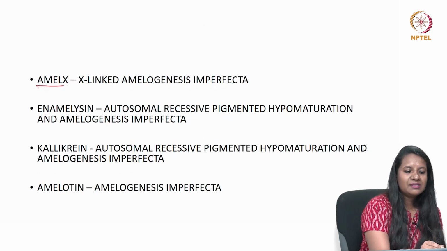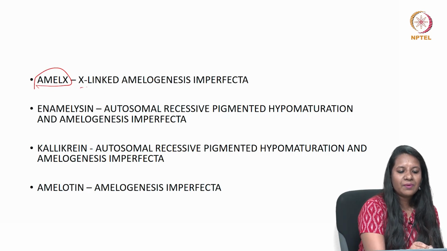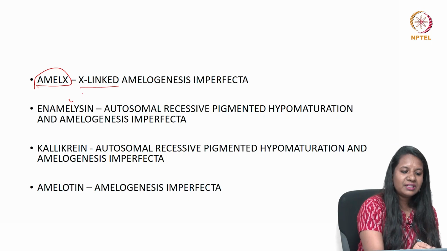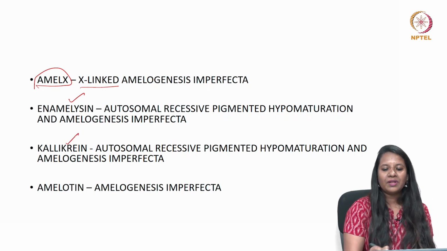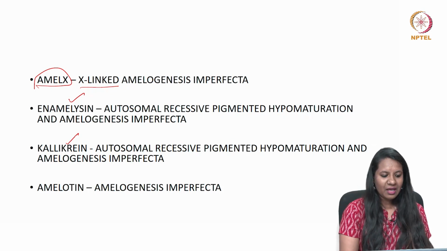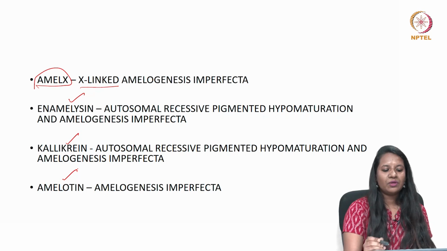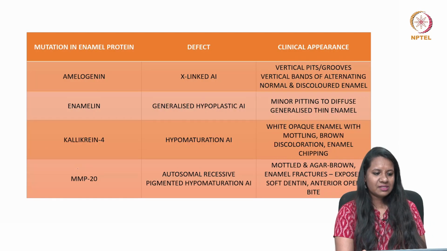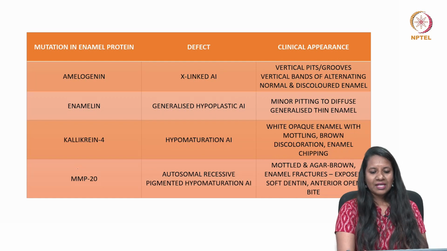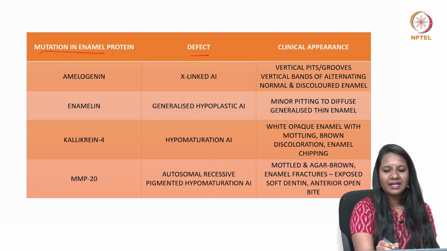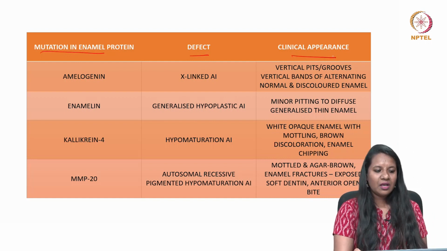A defect in amelogenin leads to something called X-linked amelogenesis imperfecta, and a defect in enamelysin and kallikrein will have autosomal recessive pigmented hypomaturation amelogenesis imperfecta, and a defect in ameloblastin will also lead to the formation of a genetic disease, that is amelogenesis imperfecta. So, this table clearly depicts the mutation in enamel proteins, their defects and their clinical appearance.